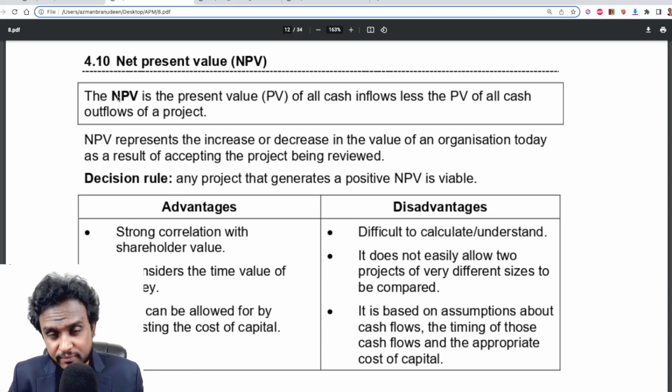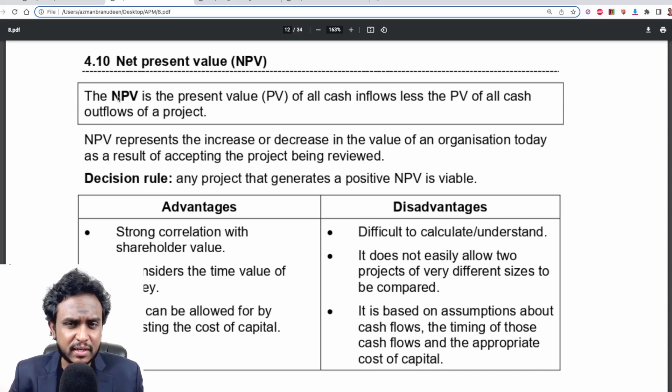It considers the time value, of course, because you have to discount it to understand what's going on now because of the inflationary effect. So time value of money is considered, and risk is generally allowed for by adjusting the cost of capital. So since you're bringing in your cost of capital, which is the culmination of your debt capital cost and cost of debt and cost of equity, you are in a better position to incorporate the risk and to really see how well the projects are actually working.